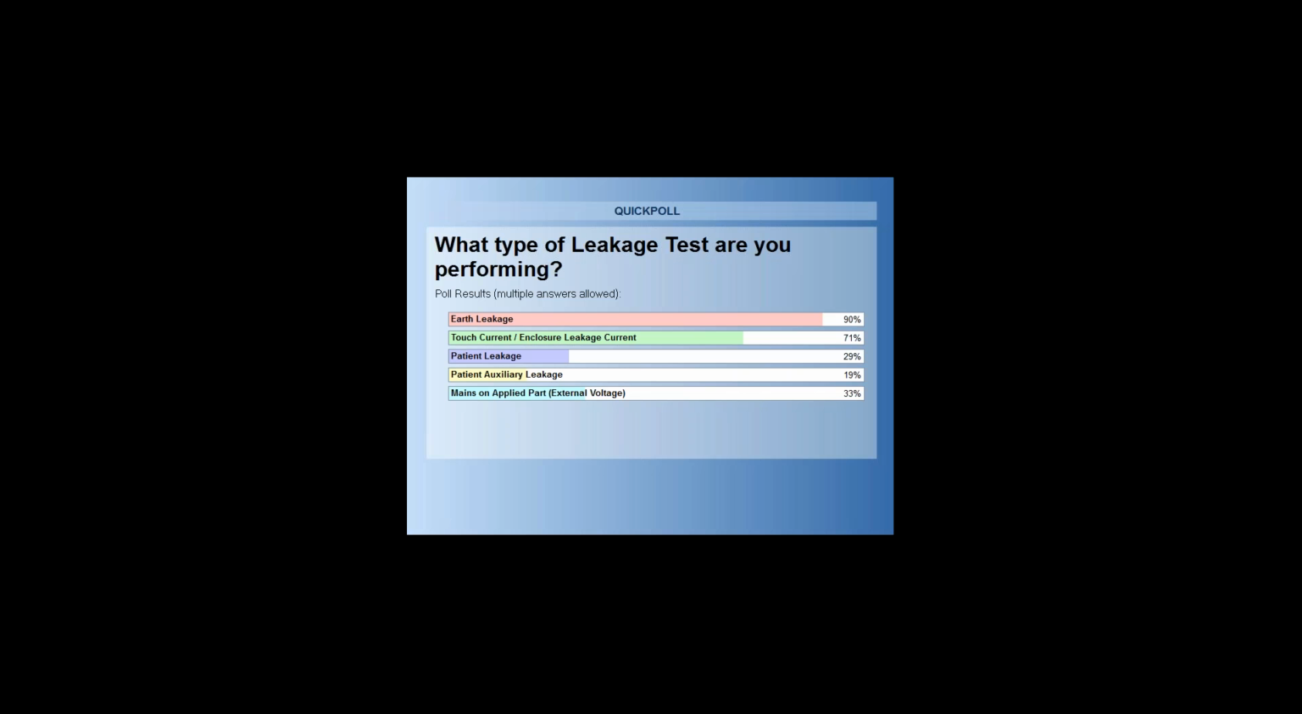So we asked, what type of leakage tests are you performing? And 90% of people stated that they perform earth leakage tests. 71% of people stated that they perform touch current tests. 29% of people perform patient leakage tests. 19% of people perform patient auxiliary leakage tests. And 33% of people perform mains on applied parts. Thank you all so much for voting.